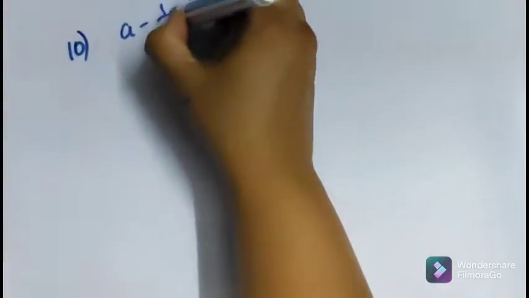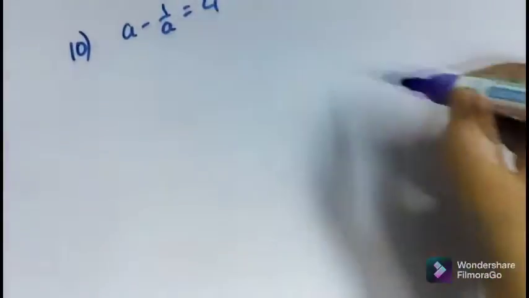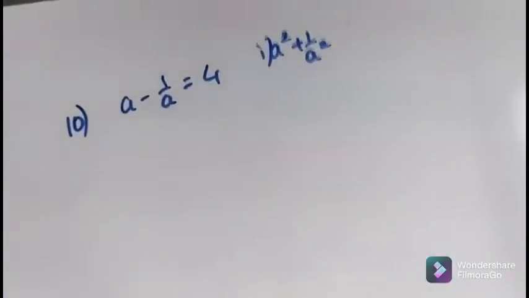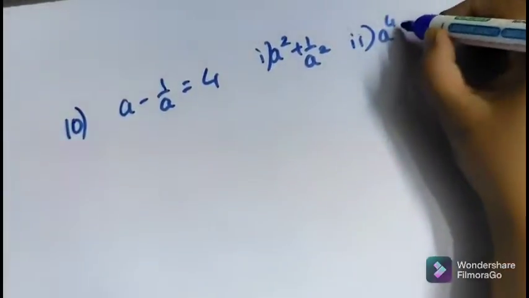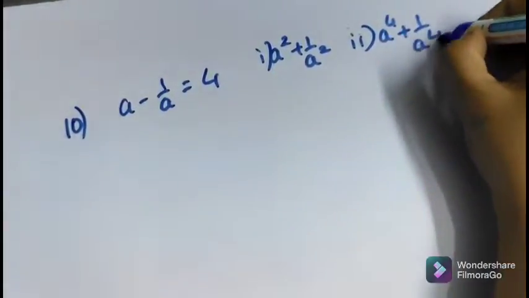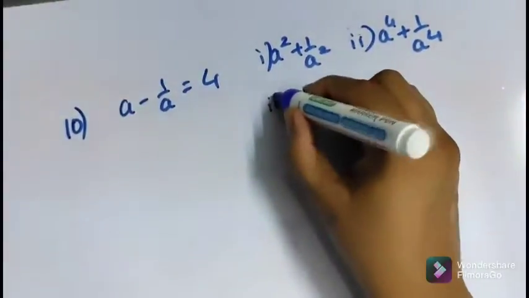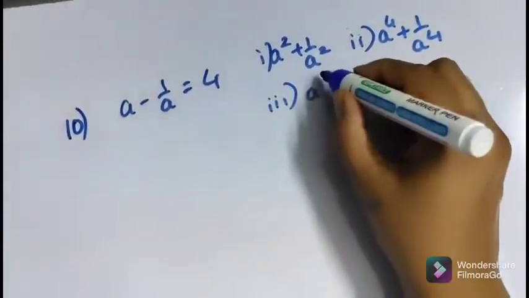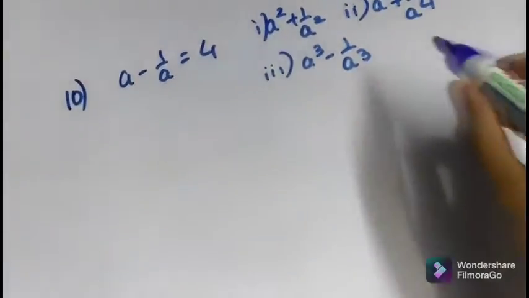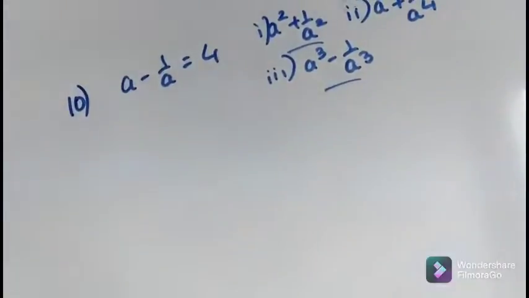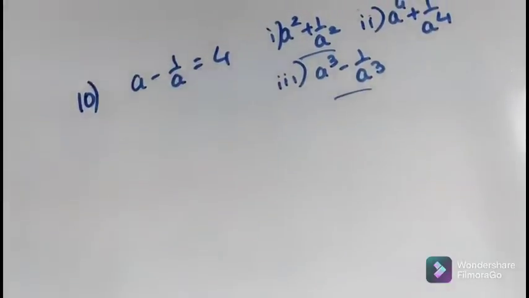a minus 1 by a is given as 4. We are supposed to find three things here. That is, first part, a square plus 1 by a square. Second part, a raised to the power 4 plus 1 by a raised to the power 4. Third part, we have a cube minus 1 by a cube. So we can do a square and a cube easily, like the previous problems.